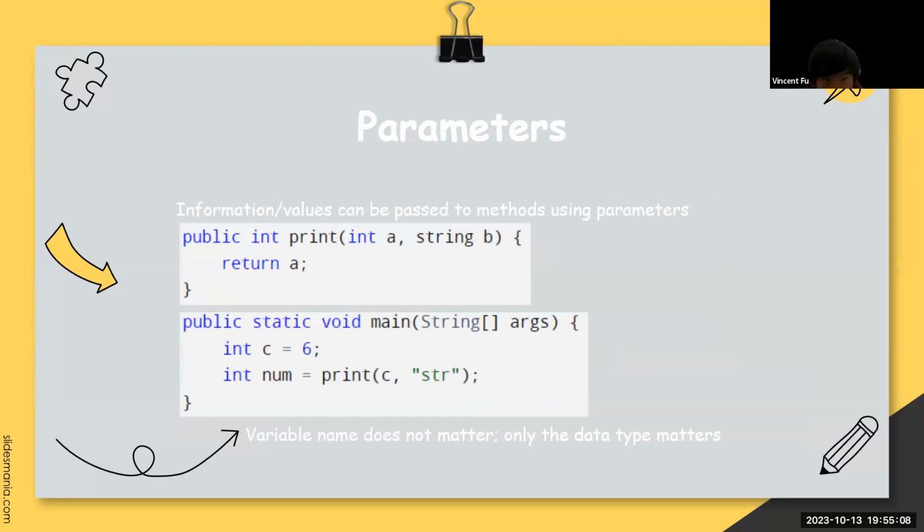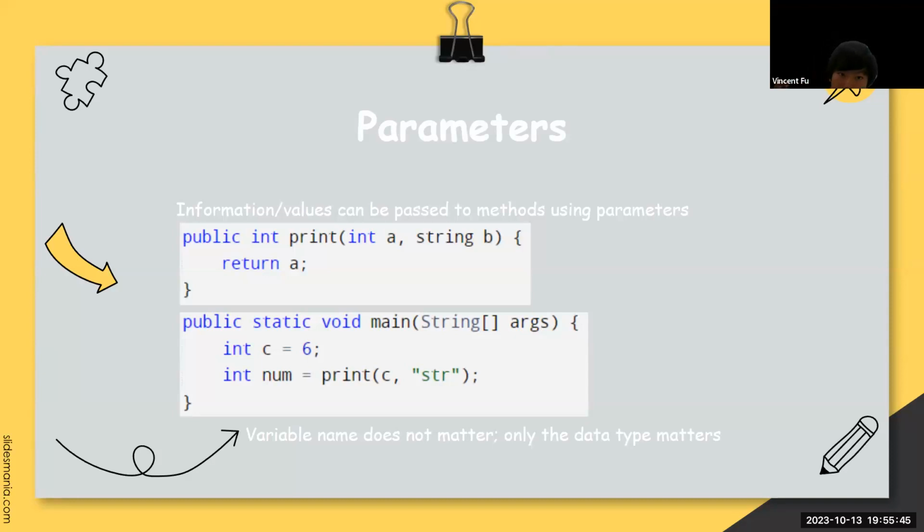And you could see how we're passing parameters in the main method. Let's say I have an integer C equals 6, then I can pass C into there, and I'm basically giving 6 to the method. Now the variable name doesn't matter. You can see how I have A, B, C here. So although I'm giving the method print C, the actual value that it sees is A, because in the parameter it says A. So basically C and A are the same thing. Variable name doesn't matter, but the data type matters.